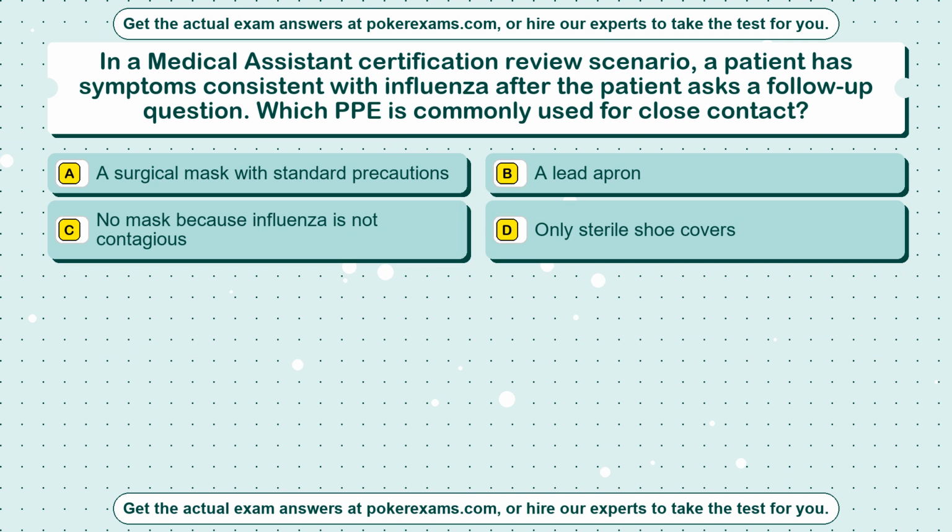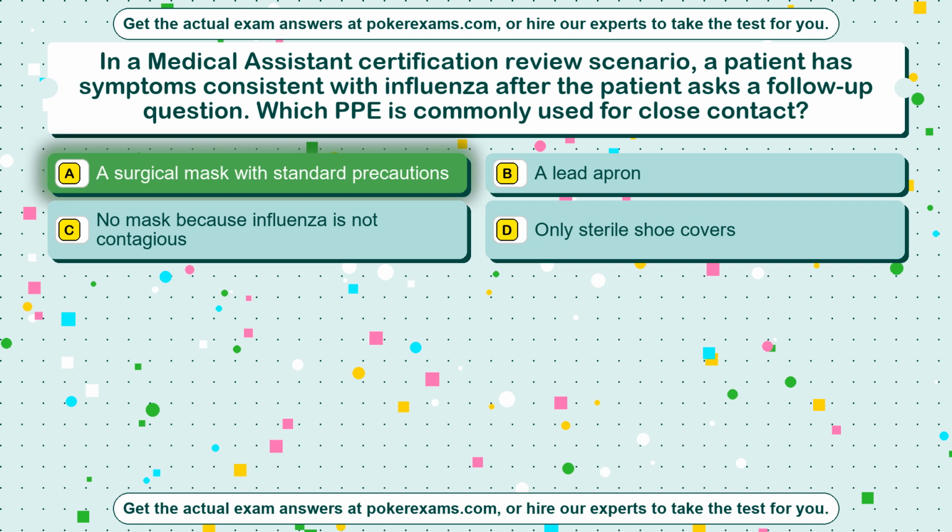Question 8. In a medical assistant certification review scenario, a patient has symptoms consistent with influenza after the patient asks a follow-up question. Which PPE is commonly used for close contact? Option A, a surgical mask with standard precautions. Option B, a lead apron. Option C, no mask because influenza is not contagious. Option D, only sterile shoe covers.